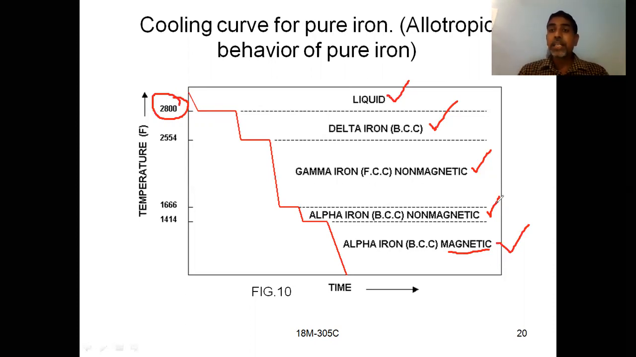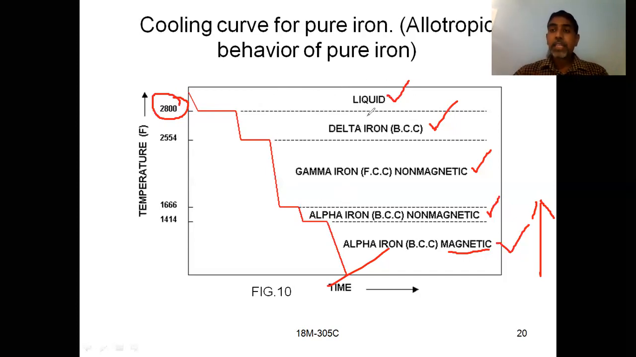Then when do we call it allotropy? If I heat in this direction, from here to here, that means your alpha iron above 1414 will become alpha iron with a non-magnetic nature. If you increase the temperature, it will become gamma iron, FCC non-magnetic, and again increase the temperature to 2554, it will become delta iron. And if you increase above 2800 degrees centigrade, what will happen? You will get the liquid state.